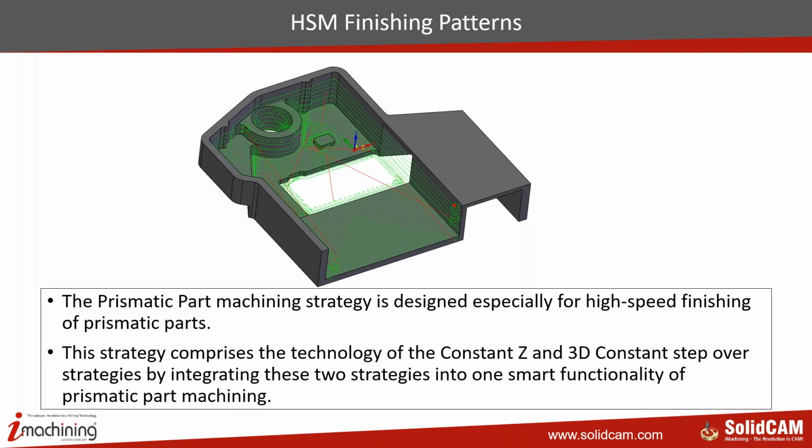And then we have the prismatic part machining. This kind of machining in HSM is designed specially for high-speed finishing of prismatic parts. The strategy actually is a combination of two strategies, constant Z and 3D constant step over. And we integrate these strategies into one smart functionality to do prismatic parts. So if you have parts which have straight walls and floor, instead of doing 2D machining, you can do a complete 3D machining with bigger step downs and bigger side steps.